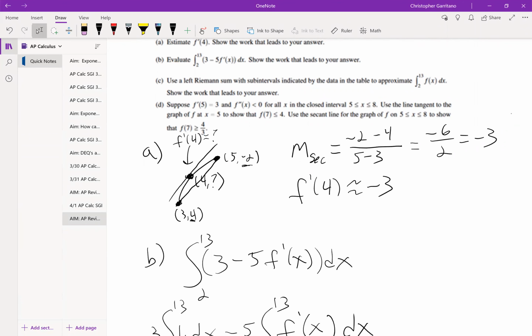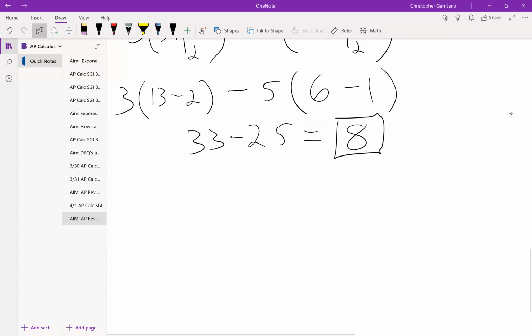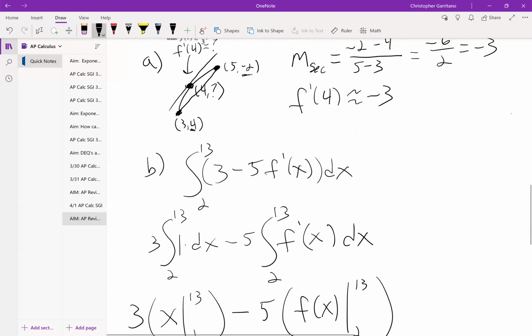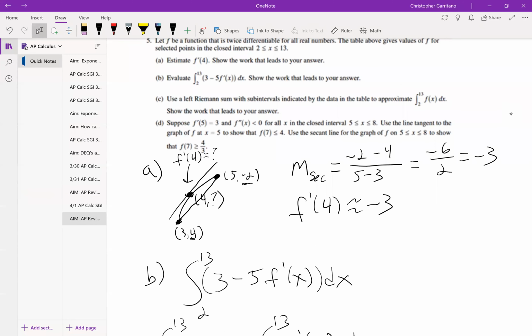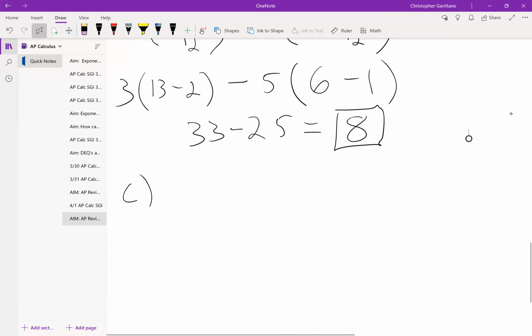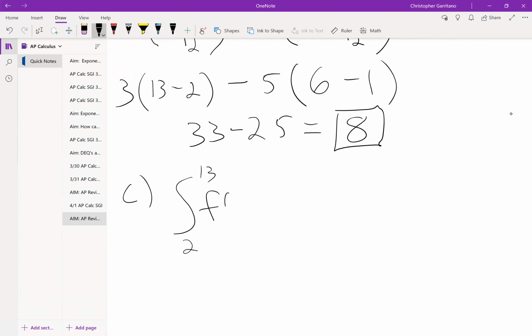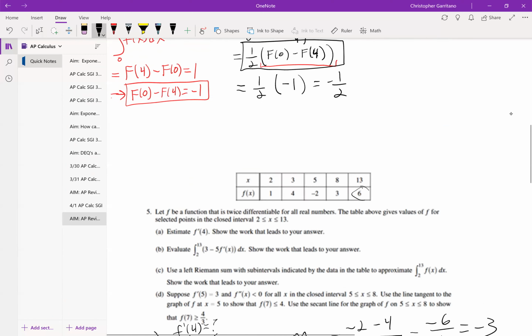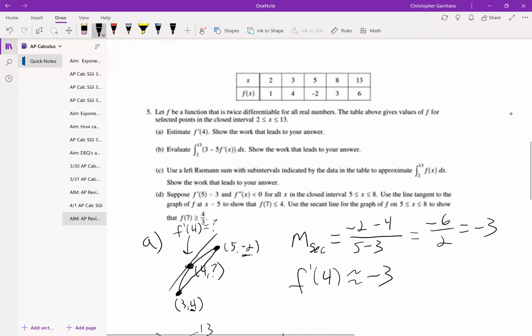Part C, left Riemann sum. All right, so I'm just going to write the expression. I'm not going to evaluate, but basically the idea is, okay, we're looking to integrate f of x from 2 to 13. That, of course, is exactly equal to big F of 13 minus big F of 2. We don't have any of that information on the table, though, so I can't actually evaluate.